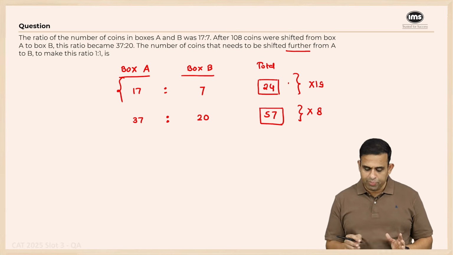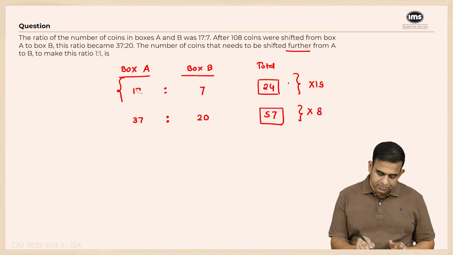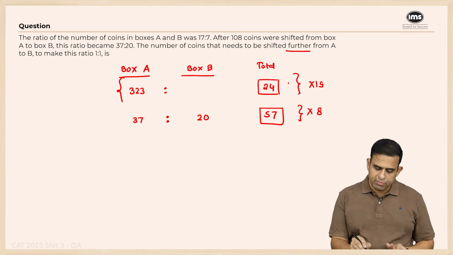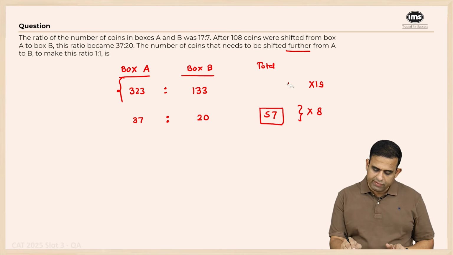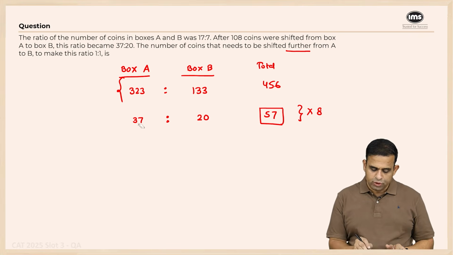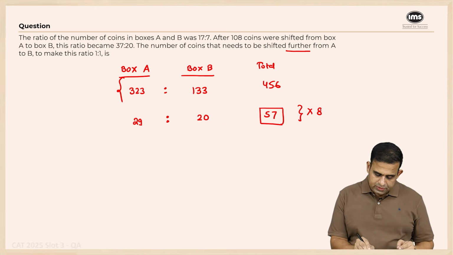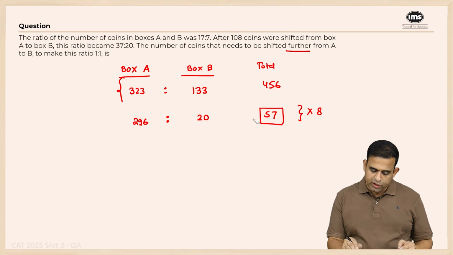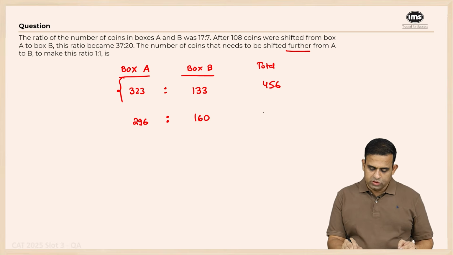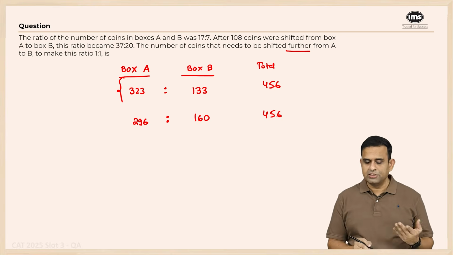So let's write them properly. This part will become 17 times 19, which is going to be 323. 7 times 19 will become 133. 24 times 19 will become 456. 37 times 8, so you will get 280 plus 16, 296. And this part will simply become 160. So now things become slightly easier and we can simply go on like this.